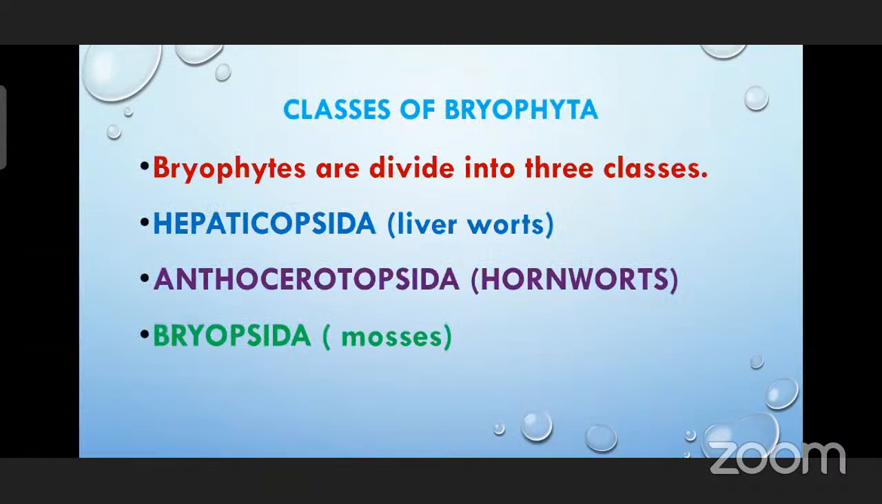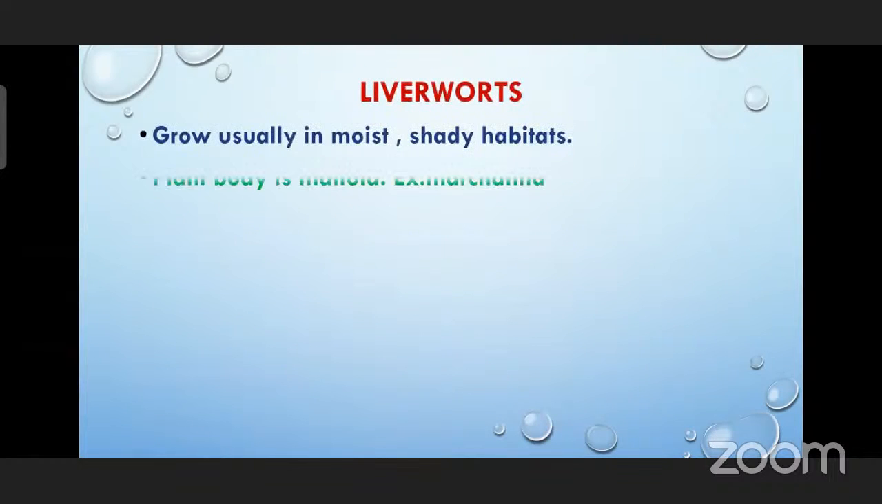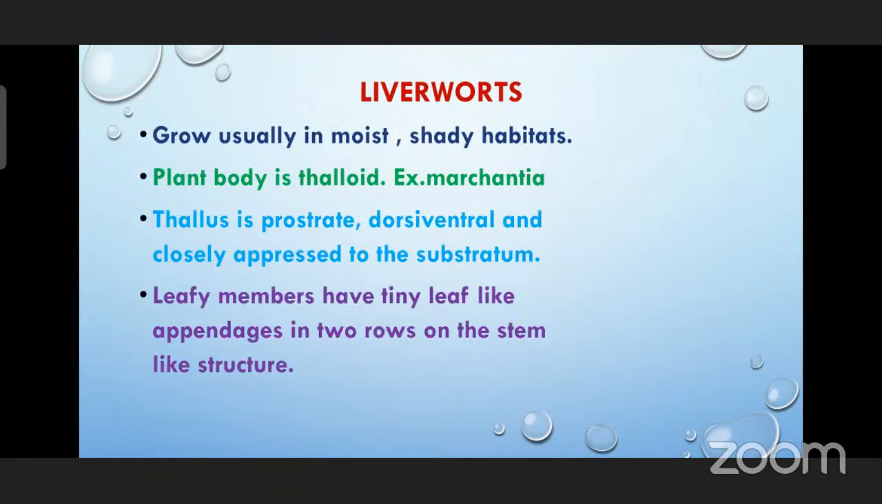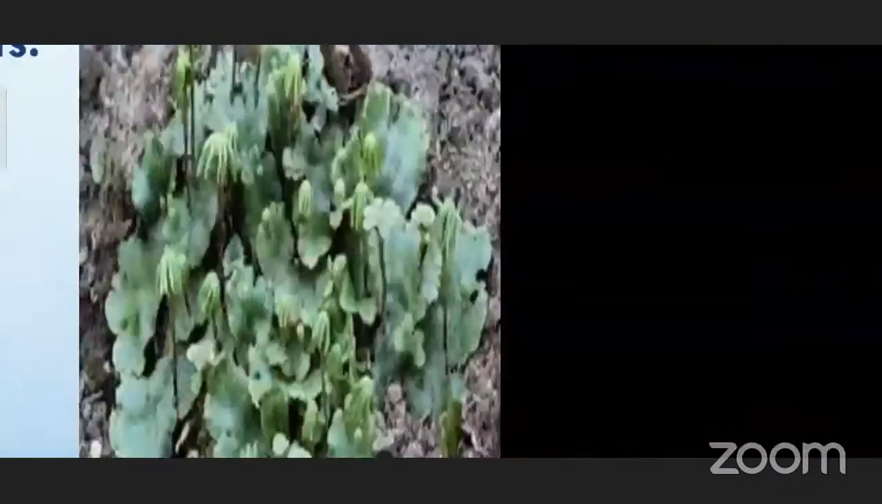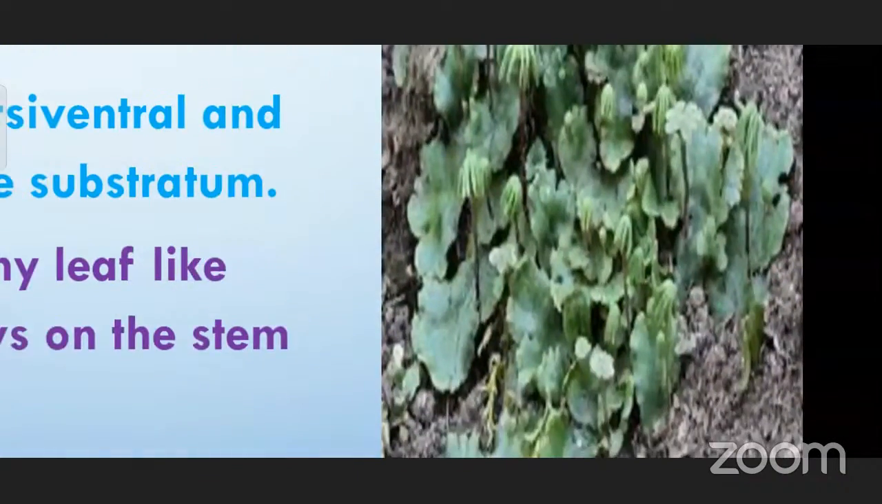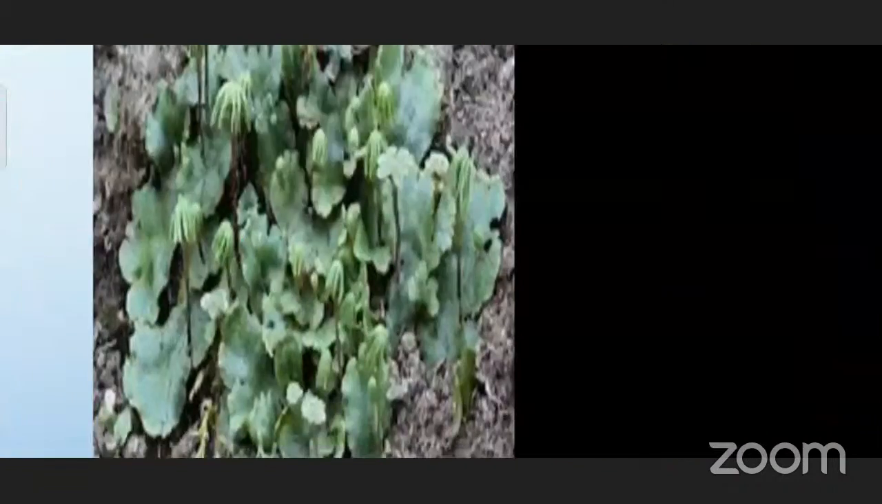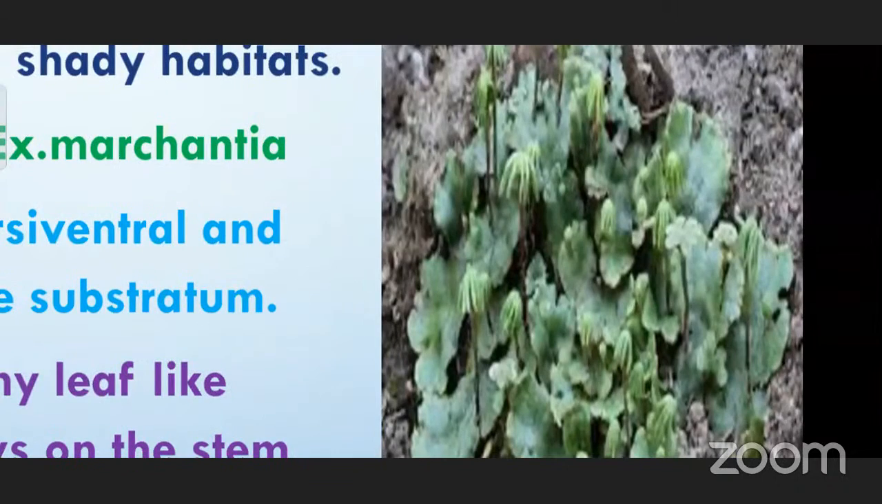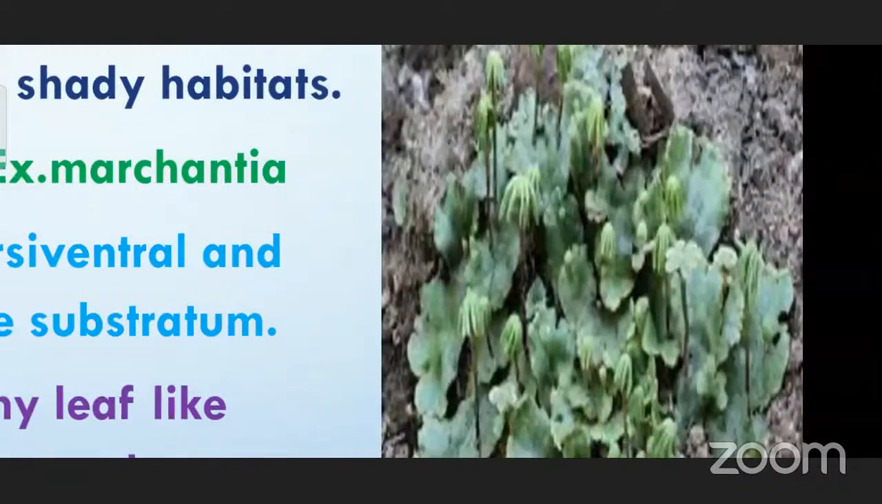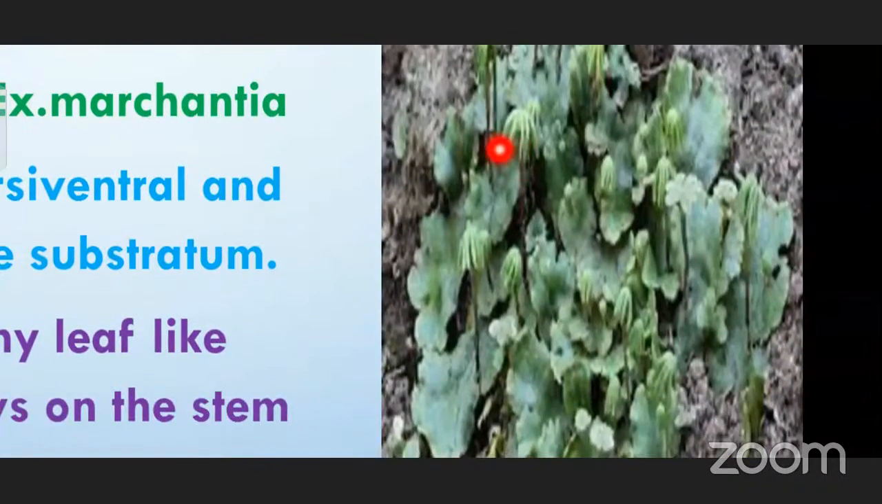Three distinct classes can be seen: Hepaticopsida or liverworts, Anthocerotopsida, hornworts, and Bryopsida, the mosses. These are the three classes of bryophytes. Liverworts, example here, Marchantia is given, and you can see the beautiful structure of this Marchantia. It is comprising antheridium and archegonium here. Antheridium is the male sex organ. Archegonium means the female sex organ. So you can see this structure is particularly the male antheridium structure.